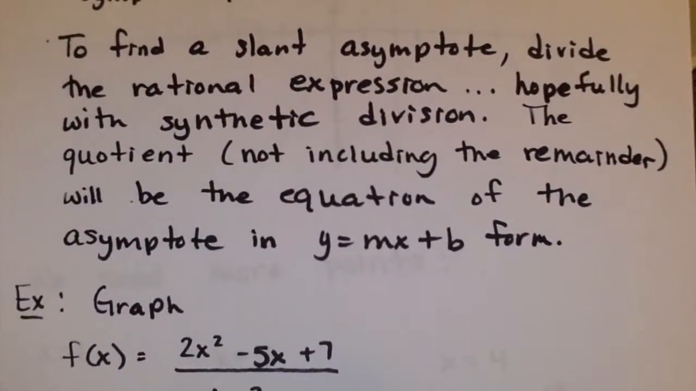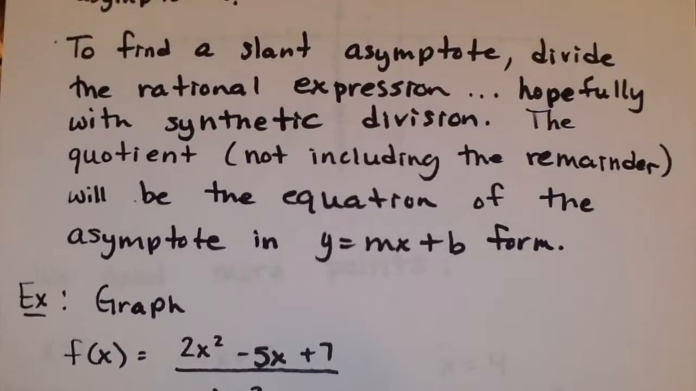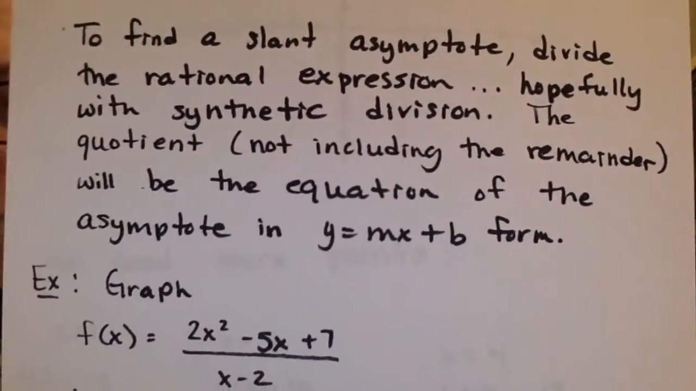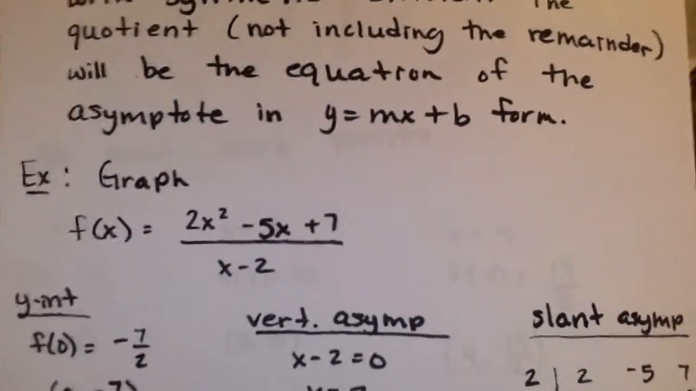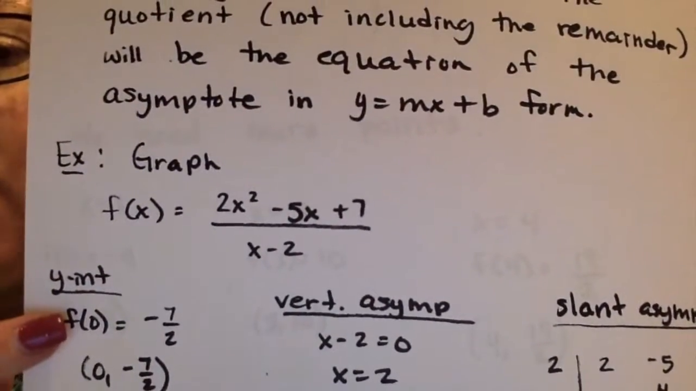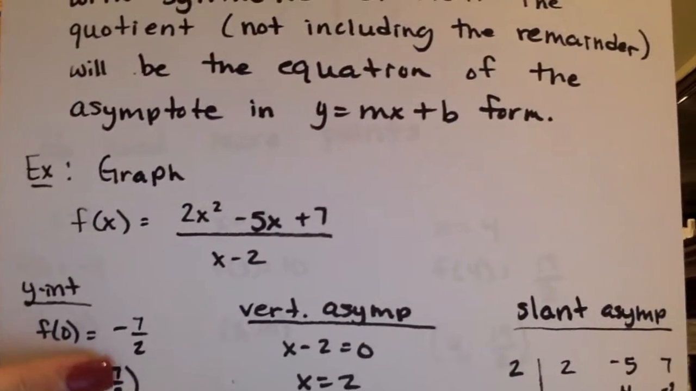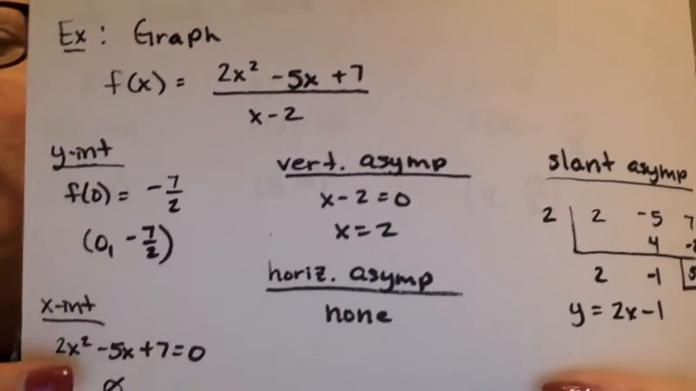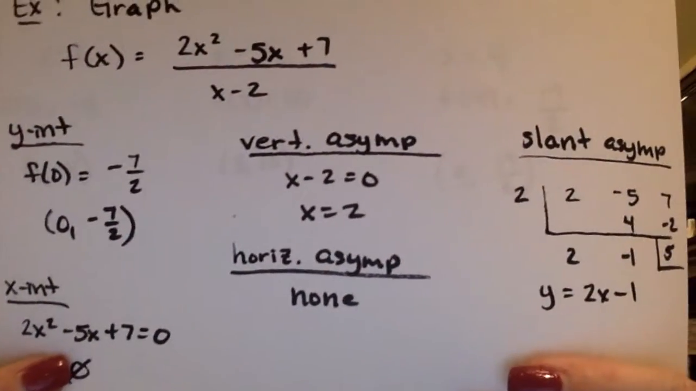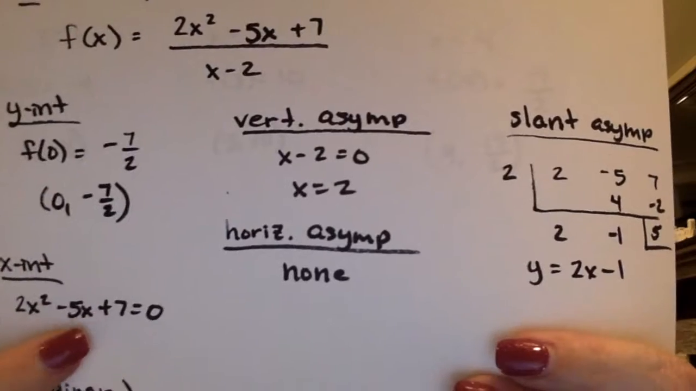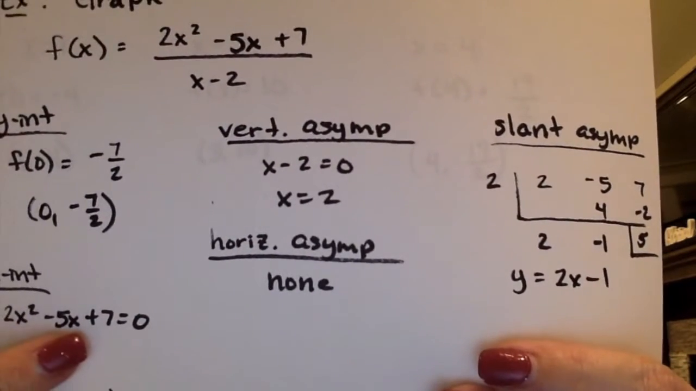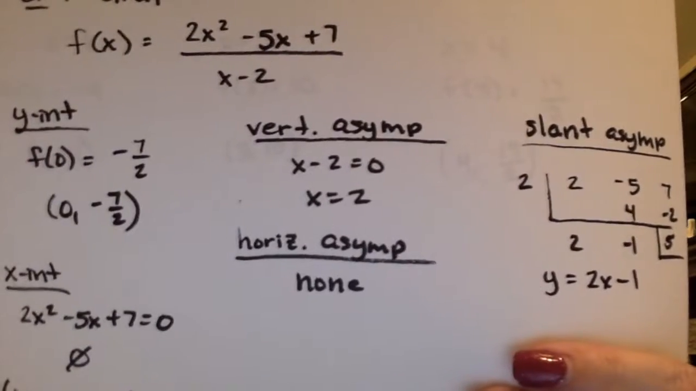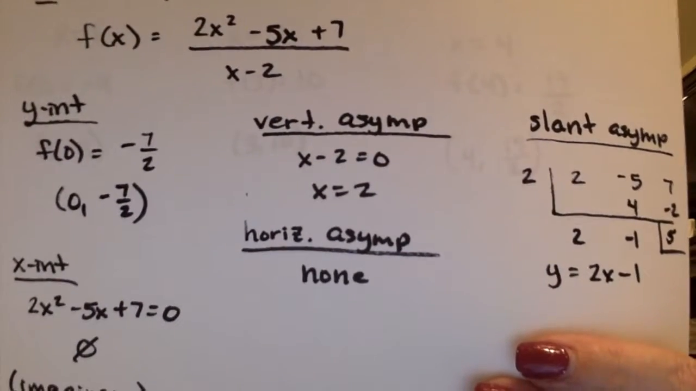Here is the function 2x squared minus 5x plus 7 over x minus 2. Again, we start the same process. We're going to find the y-intercept. Find f of 0. That happens to be -7/2. We're going to look for x-intercepts. You can try this. If you use the quadratic formula to solve this, because it's not factorable, you're going to find that it gives us imaginary numbers. And so there are no x-intercepts.